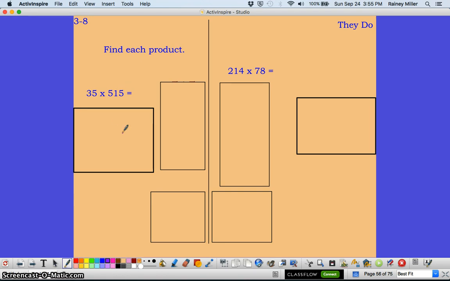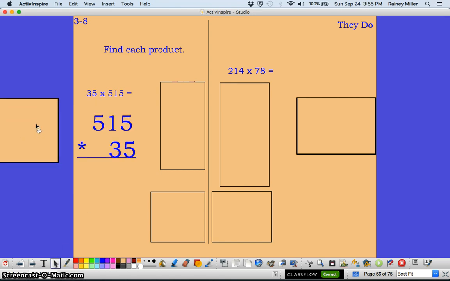So, this one, what we're going to do is rewrite the problem. Now, it always makes more sense to me to put a 2-digit number on the bottom and the 3-digit on top. It's just a personal preference. Remember, in multiplication problems, you can switch numbers around. It doesn't matter. So this 35 could be over here, that 515 could be over there. It doesn't make any difference switching numbers around in a multiplication-only problem.